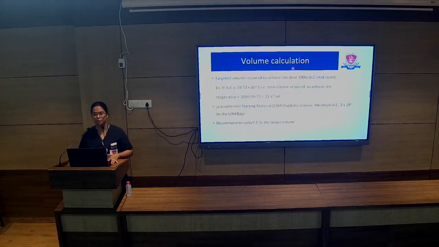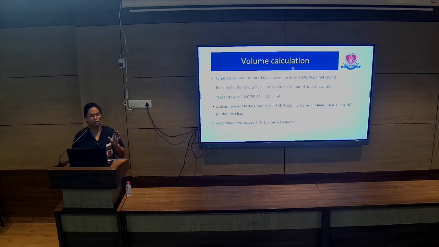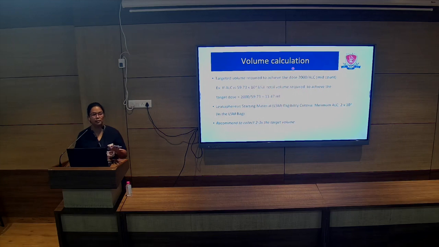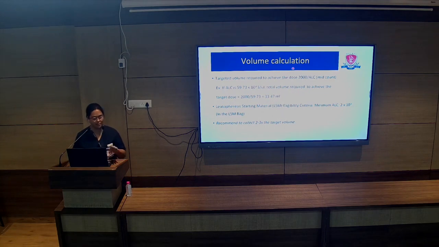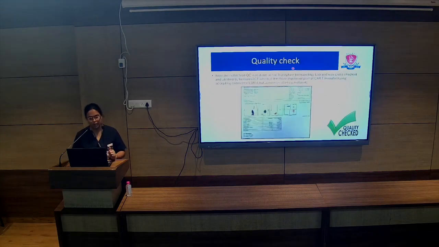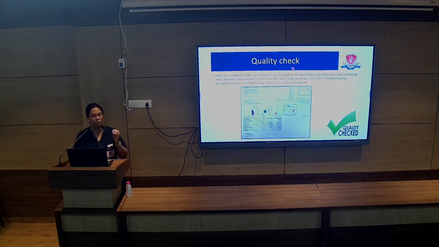Now when we are doing a procedure, we should define how much product needs to be collected. The leukapheresis starting material needs to have at least 2 x 10^9 lymphocytes in the collected product. To make sure that we have achieved this dose, we need to collect an adequate volume, for which we have a set formula, and according to that we collect a fixed volume. For this patient we have collected around 110 ml of the product. Now once the product has been collected, we need to do a quality check on that product, to see whether it is adequate for the process or not.